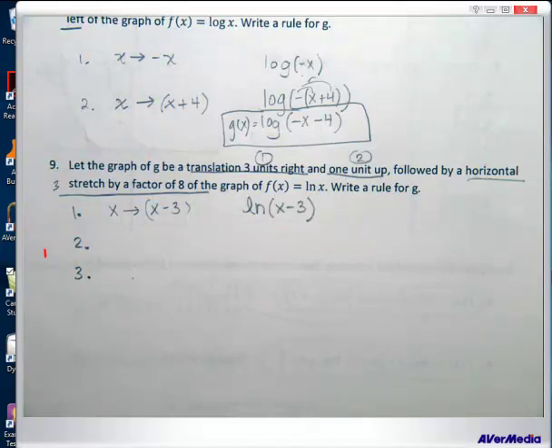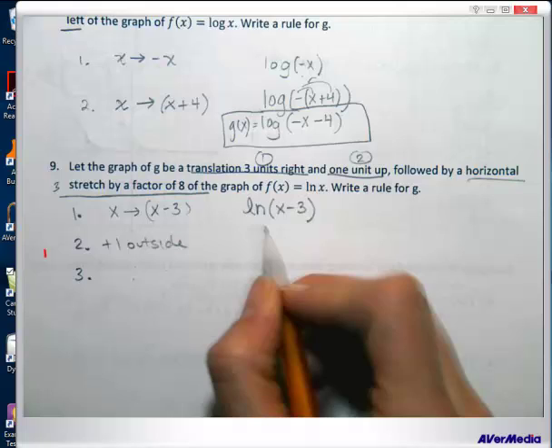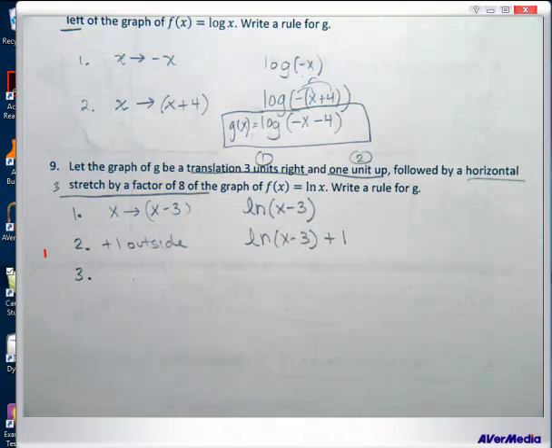Lane, what does 1 unit up do? Or what do we have to do to make it go 1 unit up? Put a plus 1 on the outside of the parentheses. Okay, plus 1 on the outside. So natural log of x minus 3 and then plus 1.